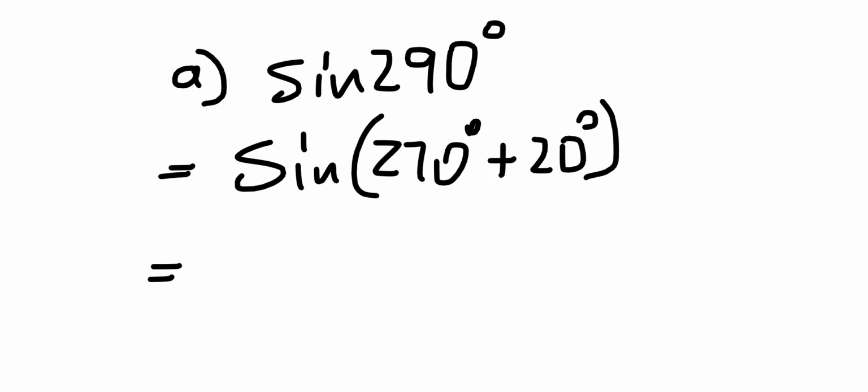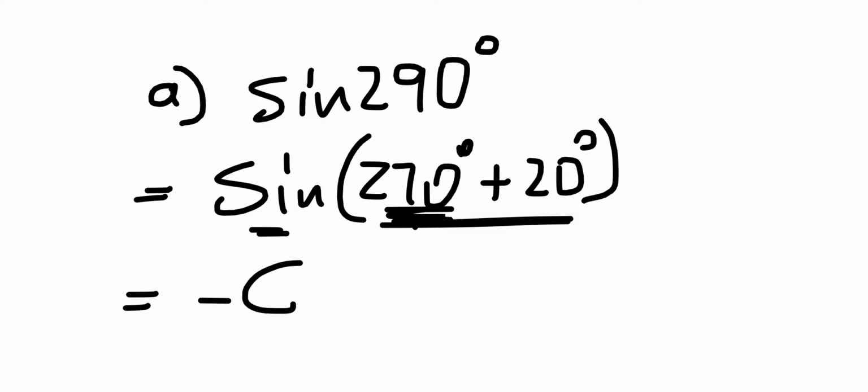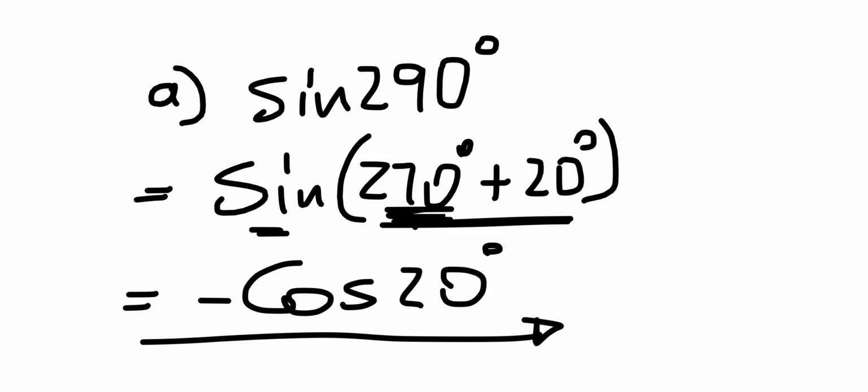But the challenge with using that 270 is that when it is 270, you need to remember that this thing changes. You will see this falls in the fourth quadrant. In the fourth quadrant, this is negative, and because it is 270, it must change. It changes to cos. Then it becomes cos of 20 degrees. So that's why I avoid using the 270, because I still need to remember that when it is 270, it changes.